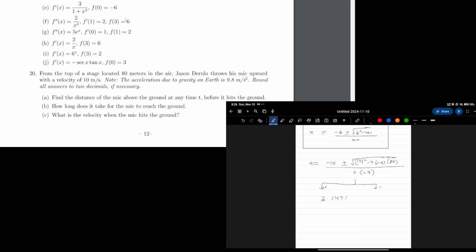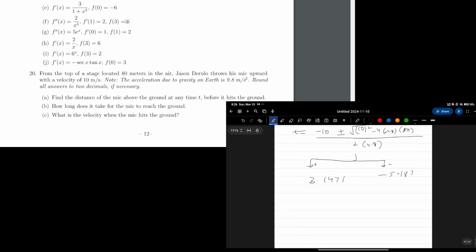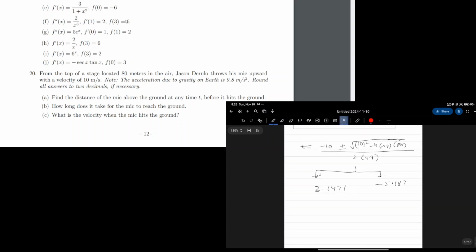Alright, so this would be negative 5.187. Okay, can time be negative? Can you go back in time? I don't want Marvel fans right now. Reality. Can we go back? No. Okay, good. So this is something we reject.